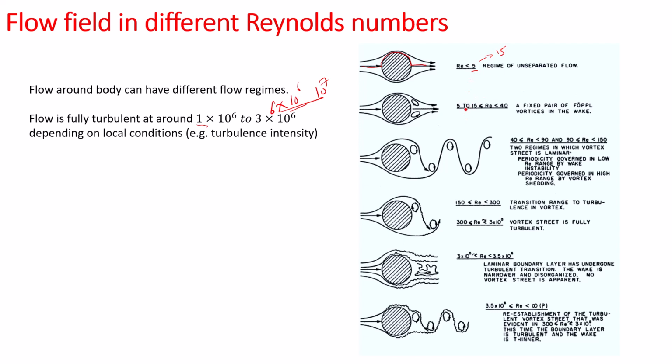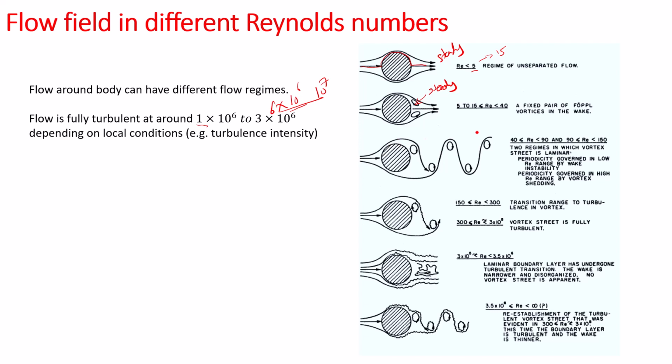But now from this 5, and maybe this can extend up to 15, in the second case, when Reynolds number is from 5 to 40, we will see that we have two fixed vortices in the wake region. These are static, and they will not be moving with the flow. So that's why we can solve this flow with the steady state case. So this is a steady state problem.